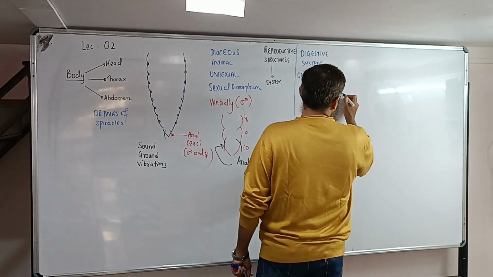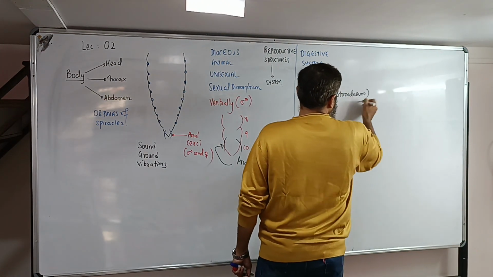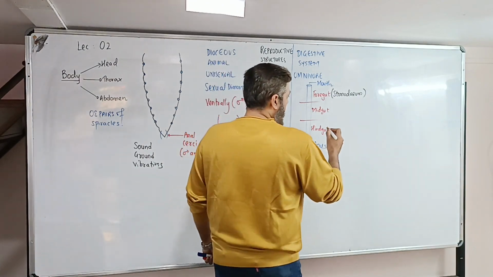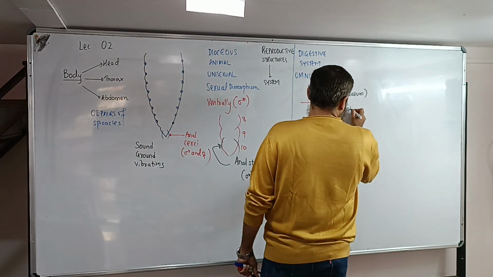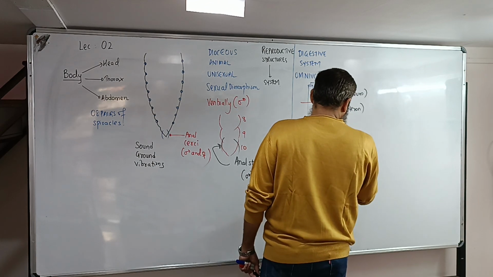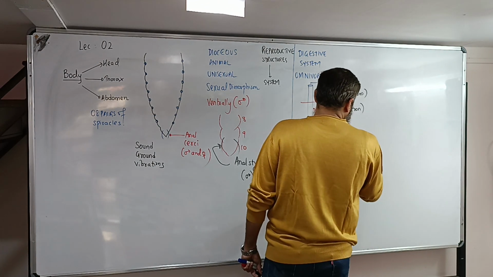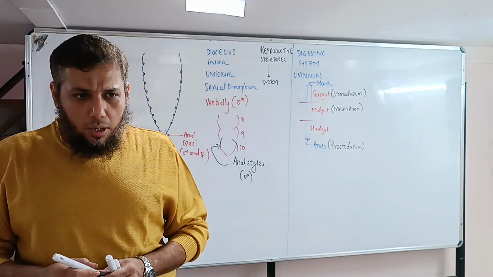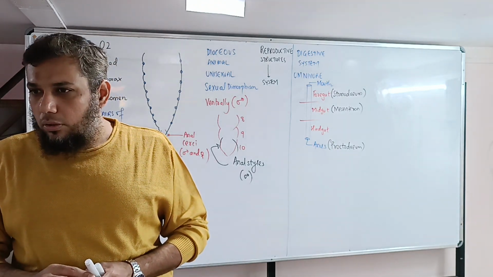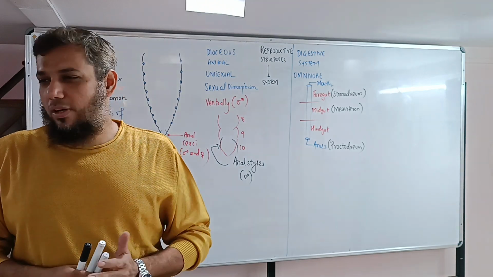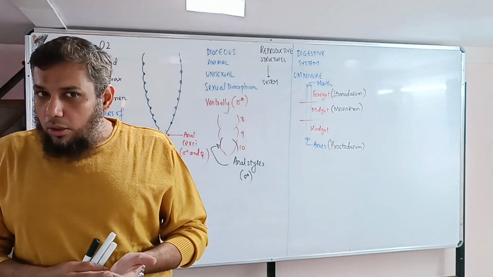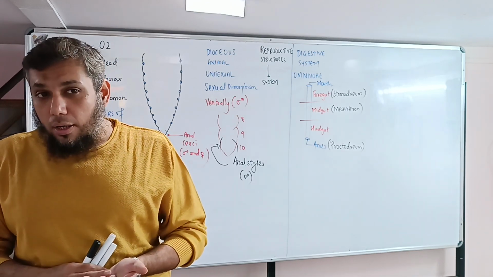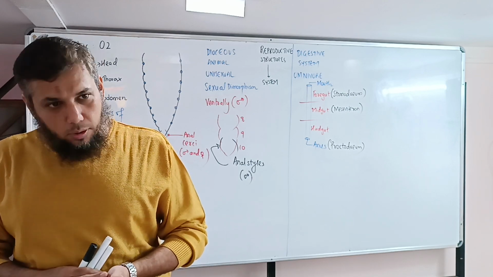Foregut is called stomodium. Now it seems familiar, doesn't it? What is the foregut called? Stomodium. The midgut is called mesenteron. And the hindgut is called proctodium. Proctodium. The foregut is called stomodium. Some children are sitting as if they use these words daily. The foregut is called stomodium. Midgut is called mesenteron. And the hindgut is called proctodium.